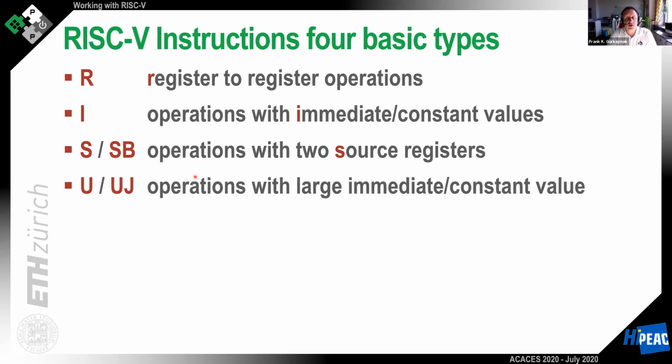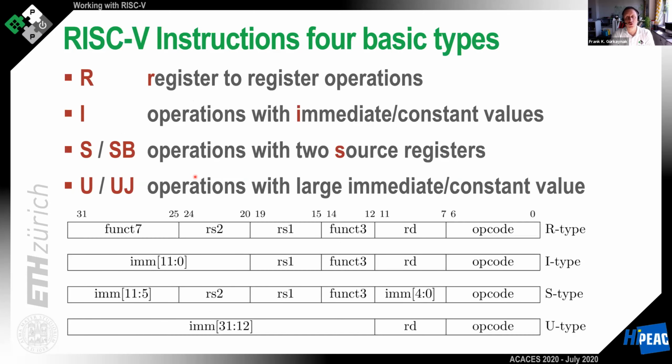So the RISC-V instructions have 4 basic types. We identify register-to-register operations, operations that have constants in them, called immediates, operations with 2 source registers, and operations with large immediate constant values. Why am I telling you this? Just to show you for 32 bits how these different types are encoded. So this is how the ones and zeros that make up the instruction are encoded.